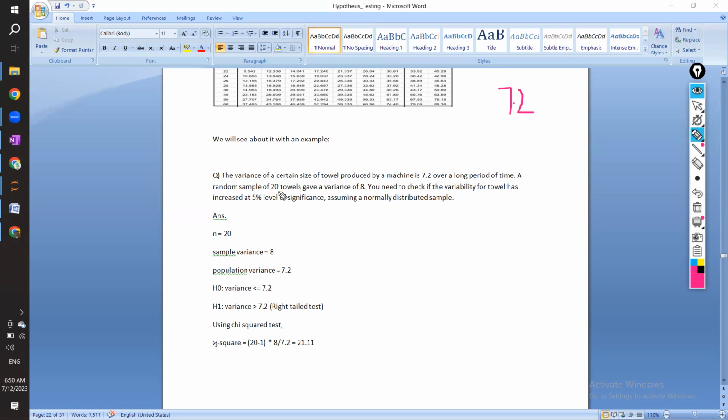So now you have suddenly considered just 20 samples, and those 20 samples gave a variance of 8. Now you need to check the variability for the towel. That means, if these 20 samples are giving 8, does that mean the actual variance is 8? Is it increased or not increased? That is a test you need to make over here.